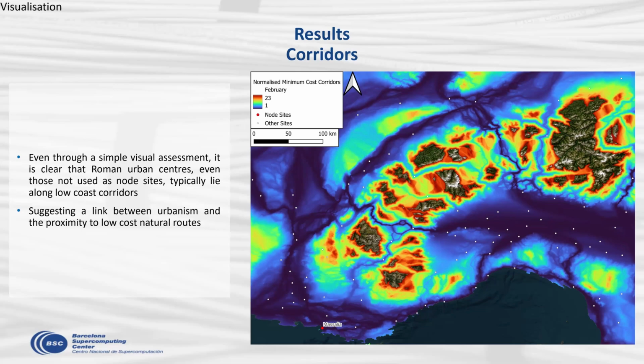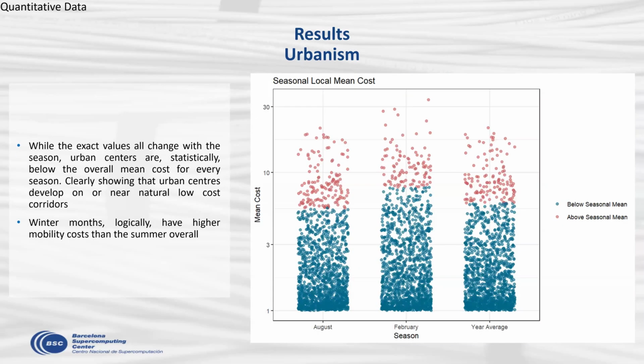And yeah, so from just a visual analysis, you can see a lot of urban centres lie along these routes. And even in the winter conditions, where this is less passable, we still have urban centres lying along these routes, which is starting to suggest that there is a relationship between connectivity, mobility, and urbanism. And I have some fairly ugly graphs here, but bear with me.